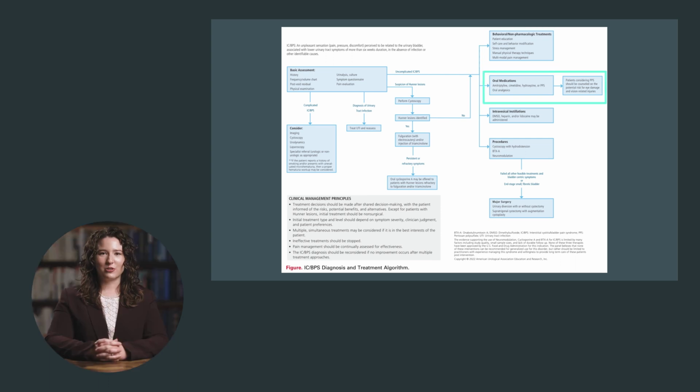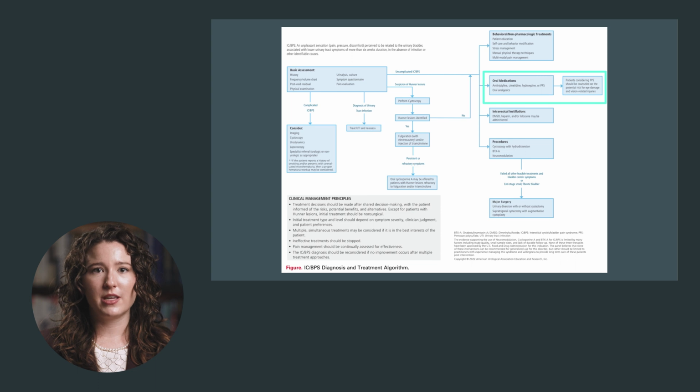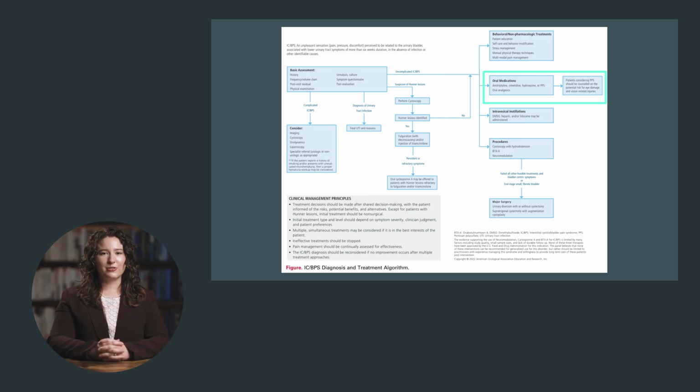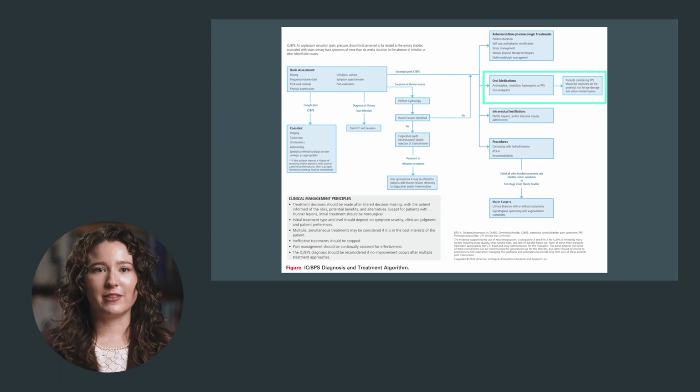Second-line oral pharmacological approaches include amitriptyline, cimetidine, hydroxyzine, and pentosan polysulfate. Pentosan polysulfate, or PPS, is the only FDA-approved oral agent in the treatment of interstitial cystitis and is the most thoroughly studied. However, it is not commonly used in practice due to the expense of the drug and potential adverse side effects of retinal pigmentary maculopathy and vision-related injuries. If used, discuss the risks of irreversible visual changes due to this medication with your patient and perform a baseline ophthalmologic examination prior to starting this treatment.